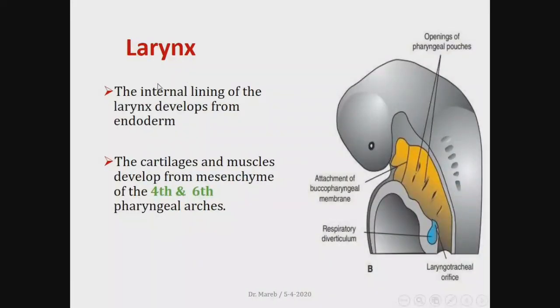Larynx. The internal lining of the larynx again develops from the endoderm, while the cartilage and muscle will develop from the mesenchyme of the fourth and sixth pharyngeal arches. This embryo is 5 weeks. You can see here the pharyngeal pouch, the opening of them. And this is the respiratory diverticulum. And here there is the laryngotracheal orifice.